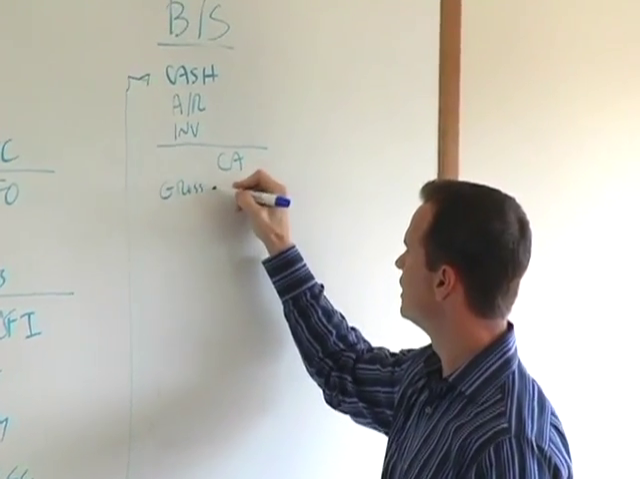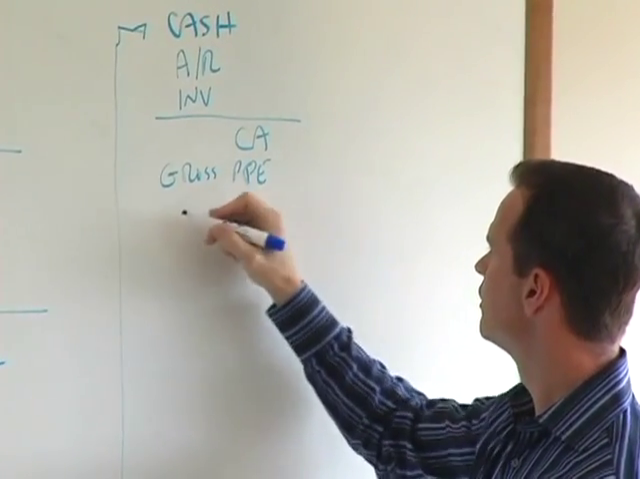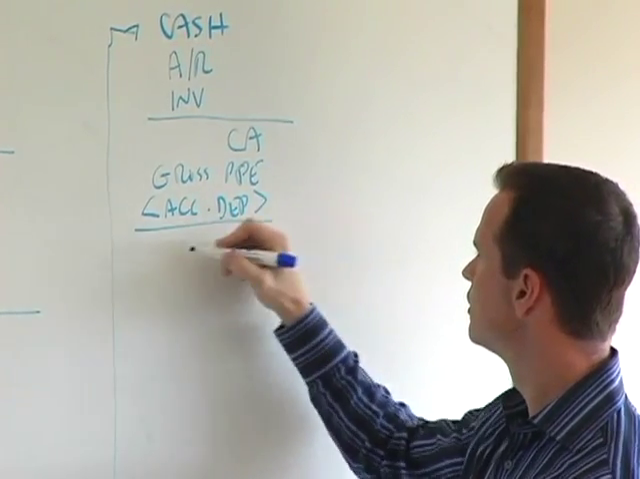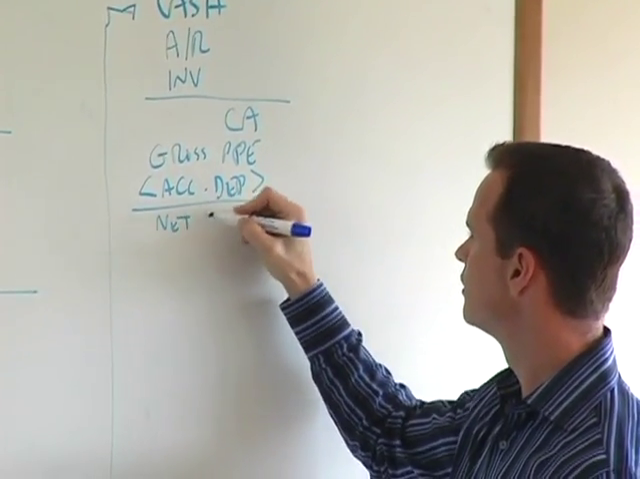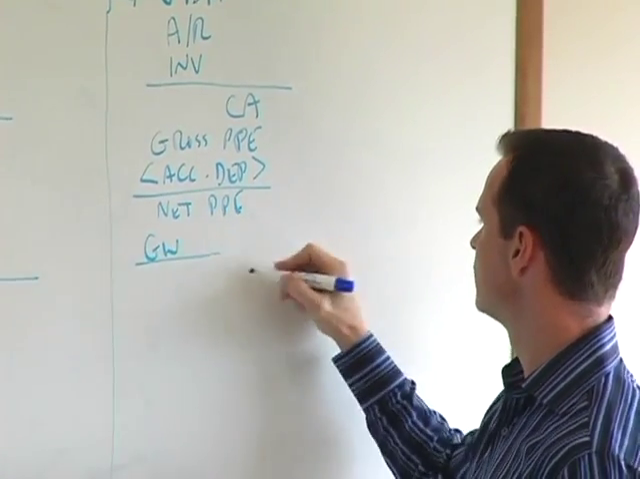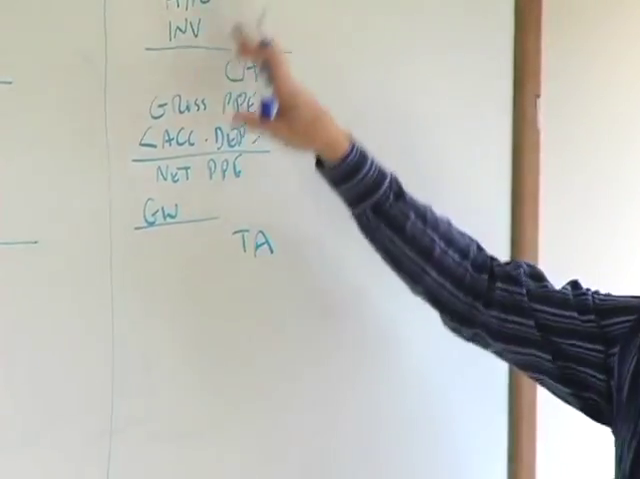Got gross PP&E, less accumulated depreciation, net PP&E. We've got goodwill, etc. We've got total assets. All right, I'm abbreviating. Okay, a lot of these individual accounts aren't that important for this example.